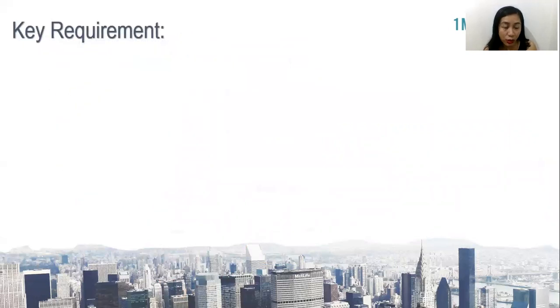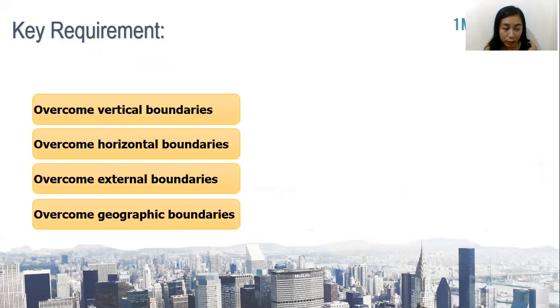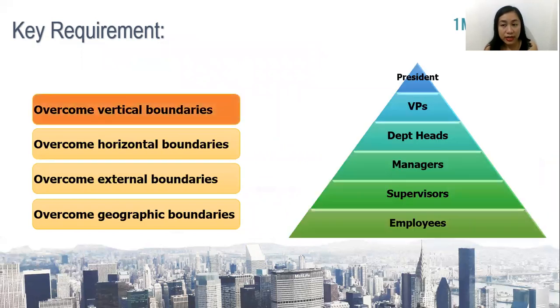Boundaryless organization overcomes four boundaries: vertical boundaries, horizontal boundaries, external boundaries, and geographic boundaries. Vertical boundaries represent the floor and ceiling of the organization. It differentiates the status, authority, and span of control. In contrast, boundaryless organization focuses more on who has useful ideas than hierarchy or authority.